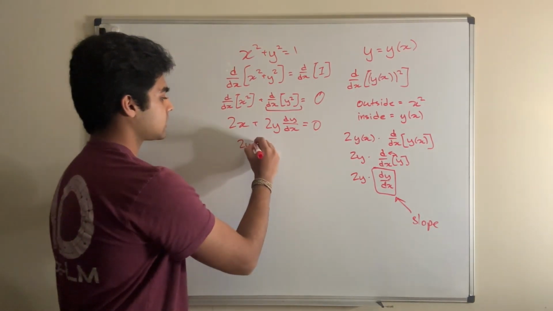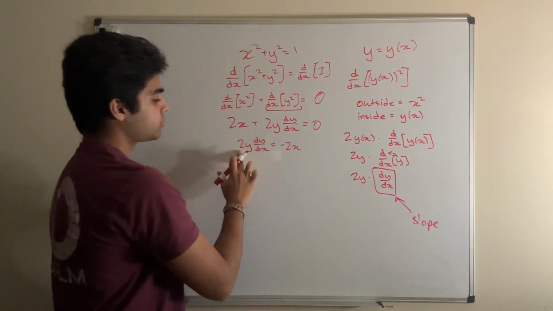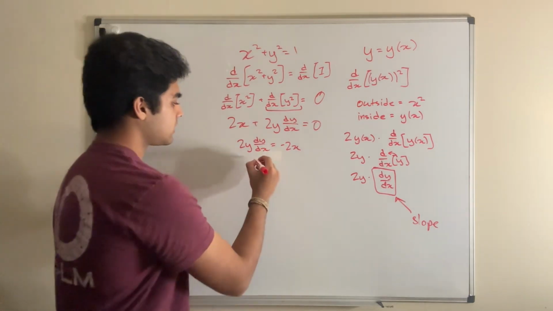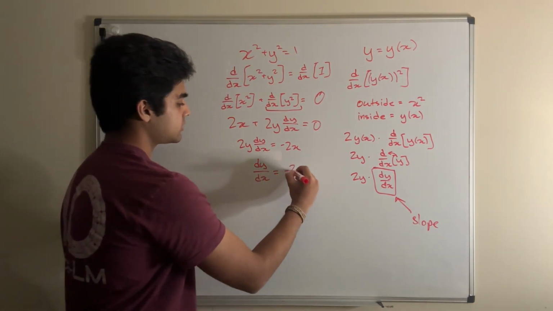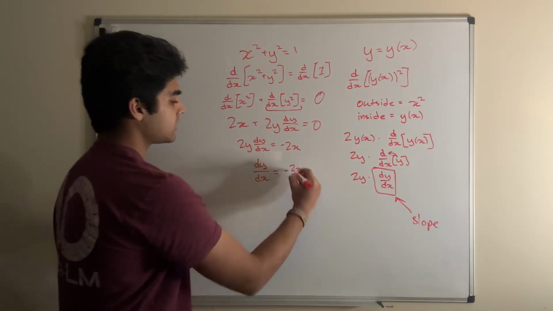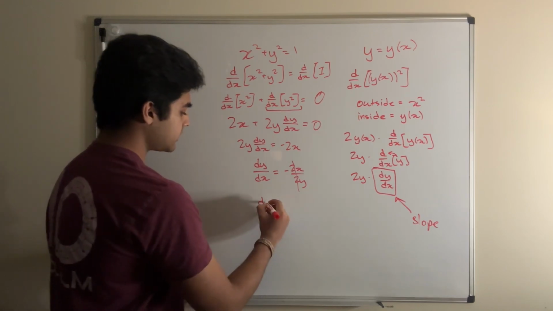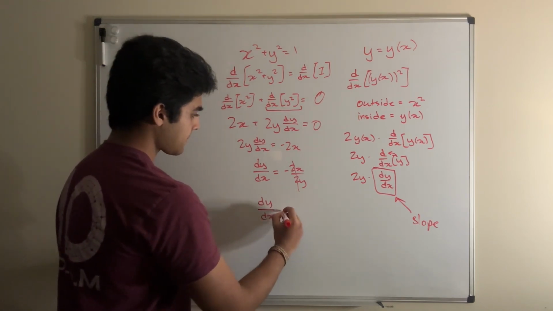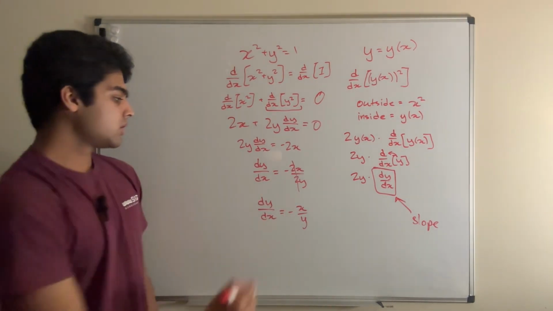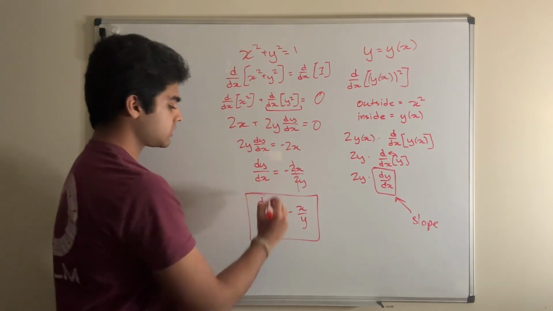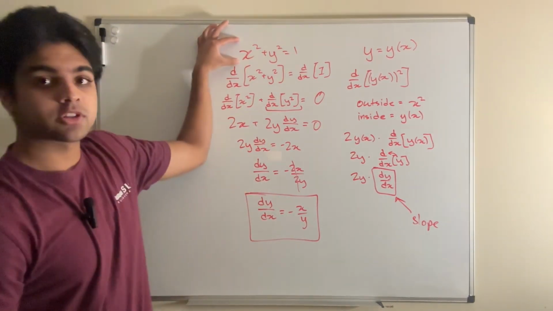So 2y dy over dx equals negative 2x. And then we can divide both sides by 2y. So dy over dx equals negative 2x over 2y. The 2's cancel out, so then dy over dx equals negative x over y. So this is going to be the equation for the slope at any given point for this function right here.